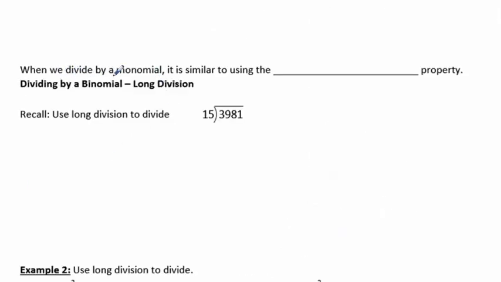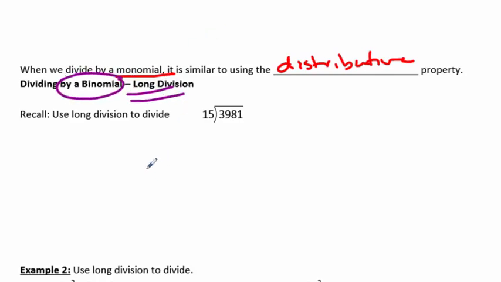So when I'm dividing by a monomial, it's similar to using the distributive property. If instead I'm dividing by a binomial, I'm going to have to use long division. So let's look at an example of regular numeric long division so we can compare that to what we're going to do with our polynomials.